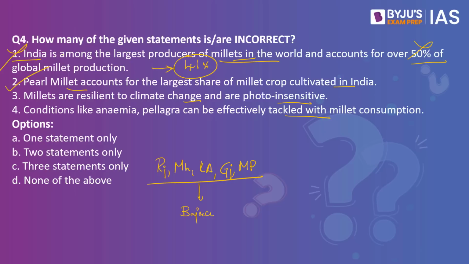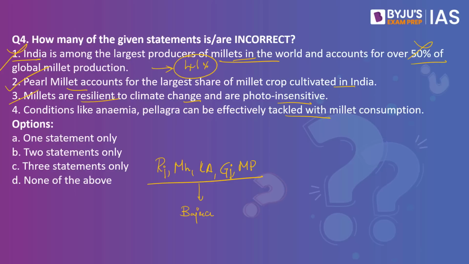Now statement number 3 is also correct. See, millets are hardy and resilient crops that have a low carbon and water footprint. They can withstand high temperatures and also grow on poor soils with little or no external inputs. They are also photo-insensitive and climate-resilient crops. So 3 is correct. Now coming to statement number 4.